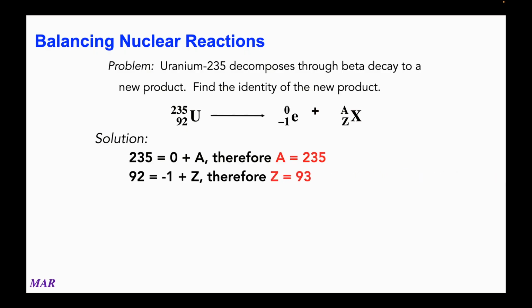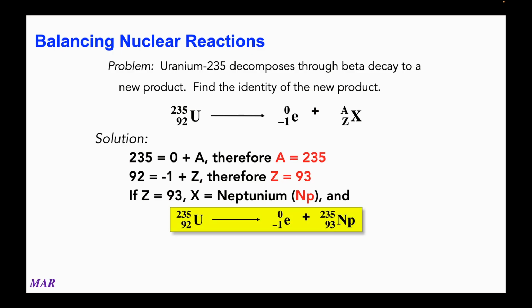92 equals minus 1 plus Z. Solve for Z by adding 1 to both sides. Z is 93. Now to figure out X, you have to look at the periodic table: which element has 93 protons? That's neptunium. So for this problem, the balanced reaction would look like that. You'd have uranium-235 breaking down to a beta particle, and you also have neptunium-235 as the other product. Cool. So that's kind of how this works.